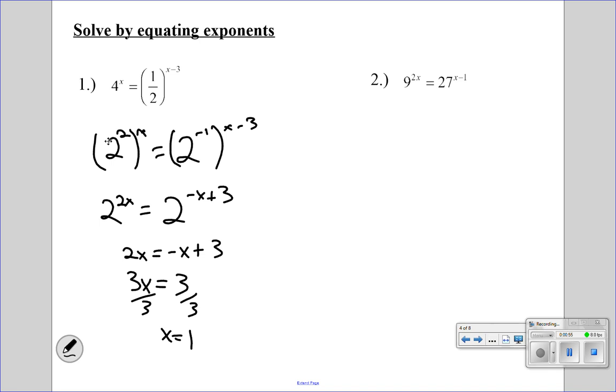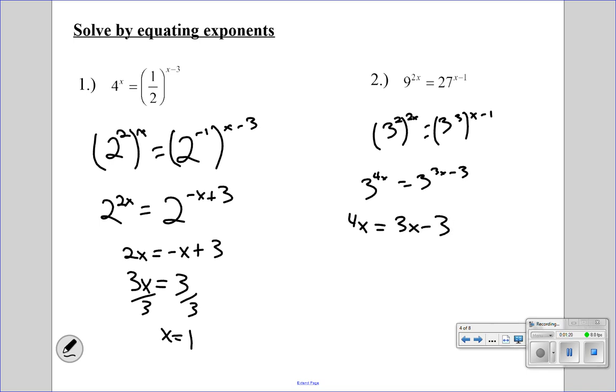Same thing over here, 9 and 27 can both be written as a power of 3. 3 squared to the 2x equals 3 cubed to the x minus 1. Power to power we can multiply, so we have 3 to the 4x equals 3 to the 3x minus 3. Can set our exponents equal to each other, so 4x equals 3x minus 3. Subtract 3x from both sides, and we get x equals negative 3.